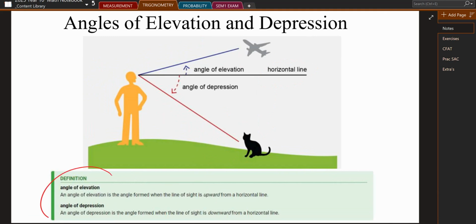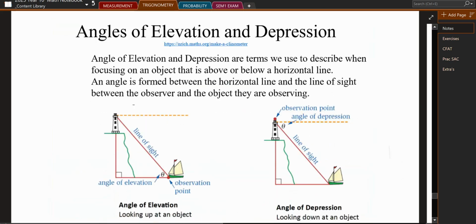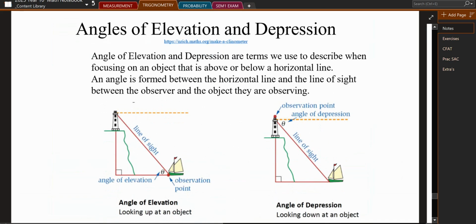You can also use these as your definitions, so look back on them if you need to. Here are more explanations. Angles of elevation and depression are terms we use to describe when we're looking at an object that is above or below that horizontal line, and it creates an angle between that horizontal line and whatever you're looking at.